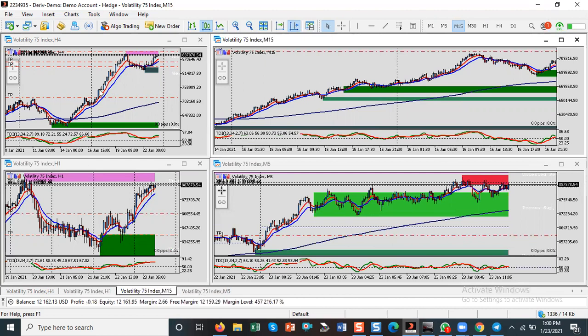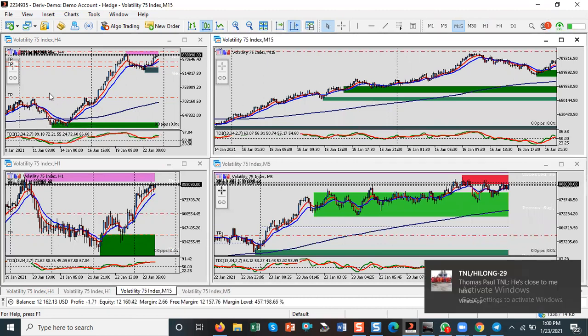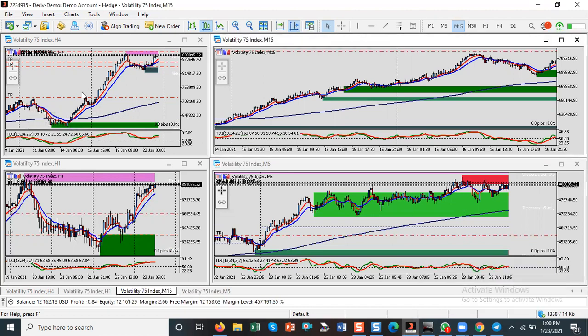It was not this, but at that time there was a supply zone here when this one happened. I took this entry. So there was a supply zone here. There was a supply zone here. So take profit at that supply zone.